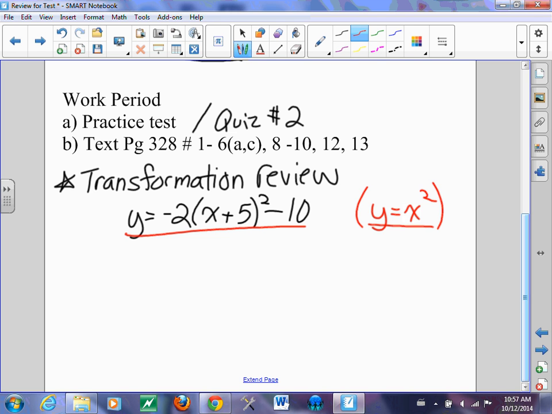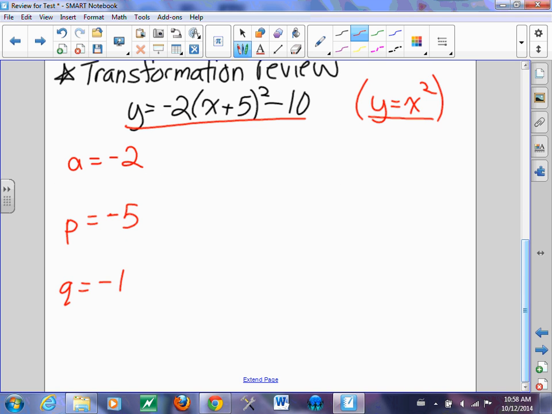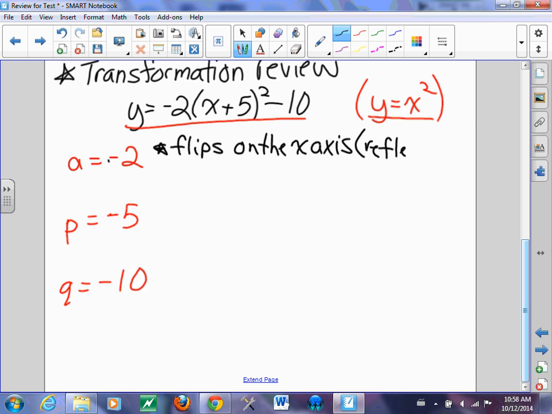So the key is to start off with what A equals. So A equals negative 2. What P equals, and P equals negative 5. Be careful with that one. And what Q equals, and Q equals negative 10. And then you got to tell me what each of these does. Okay, so first of all, we got to take a look at A being negative. So if A equals negative, therefore it opens down. So what you're going to say is it flips down or opens down. So it flips on the x-axis, or reflects the x-axis is another word you might want to use. Reflects x-axis.